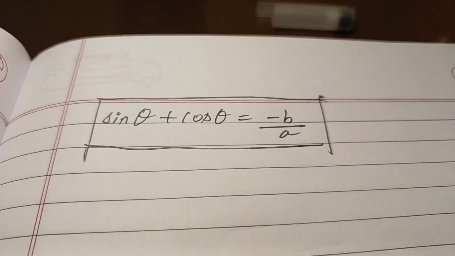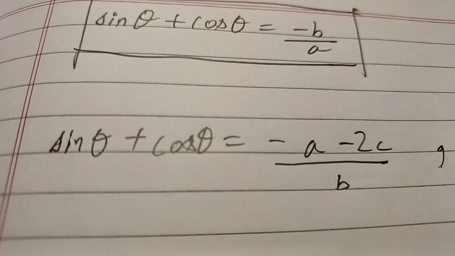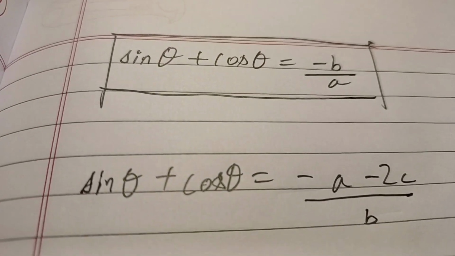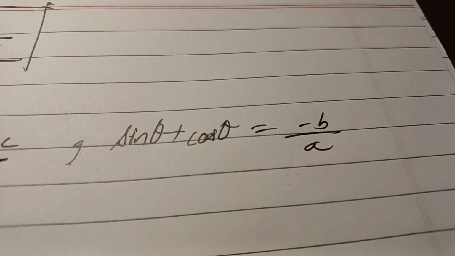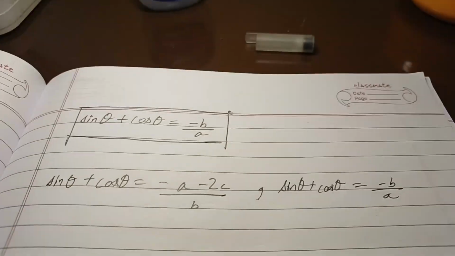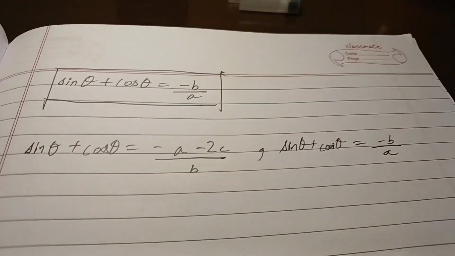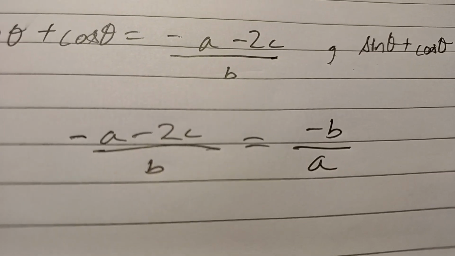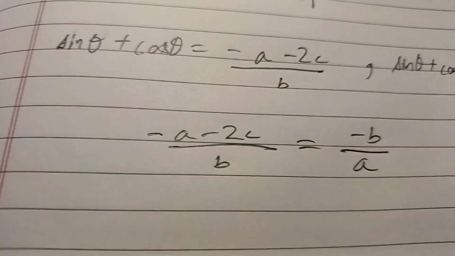Okay guys, so I'll explain what we have done till now. Basically, we have two equations which are both equal to sine theta plus cos theta. So minus 2c by b is equal to sine theta plus cos theta, but minus b by a is also equal to sine theta plus cos theta. And since they are both equal to sine theta plus cos theta, they are also equal to each other.